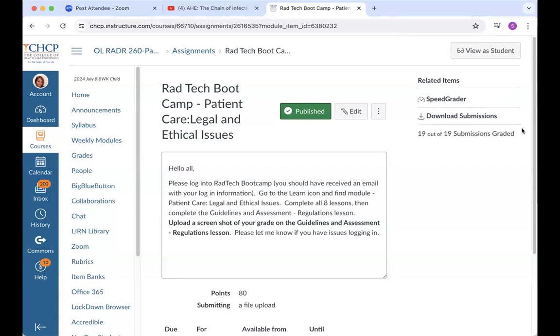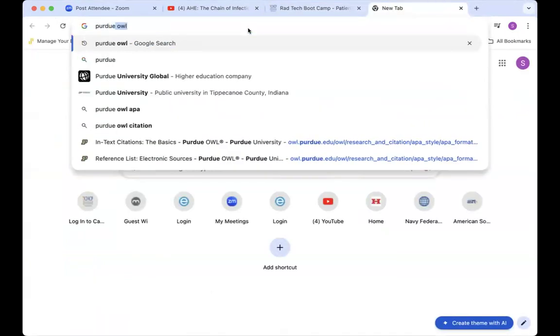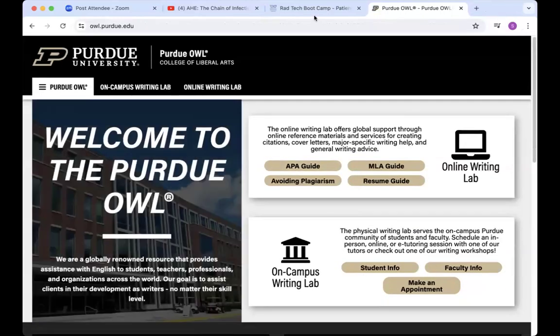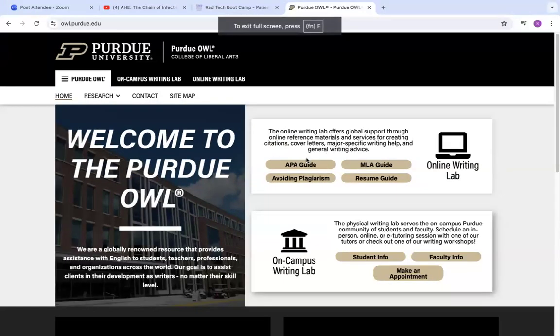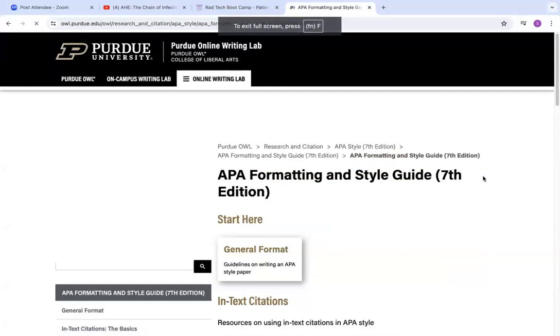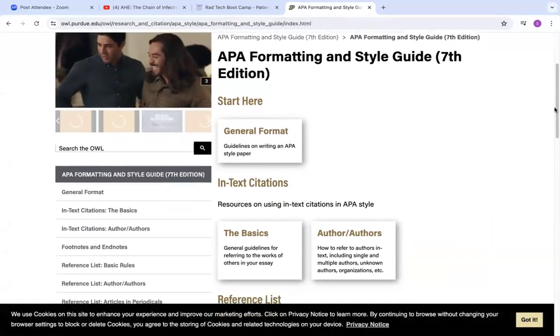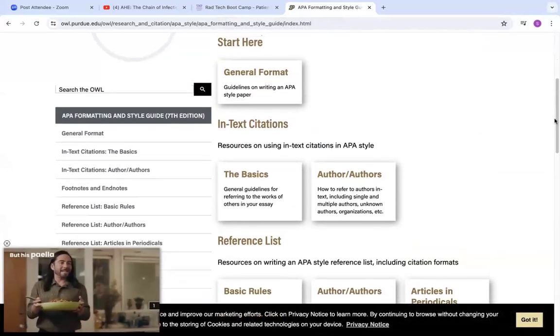Can you show us an example of how you want APA citation? Yes. So this is the website that is referenced in the course for APA. When I did the last syllabus review, I told you guys I tend to like this website because to me it explains it a little bit better. If you go here, it lists out in-text citations and how to reference. So it gives you instructions on it.